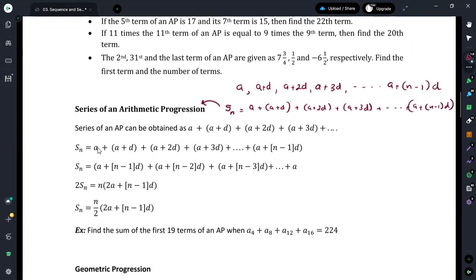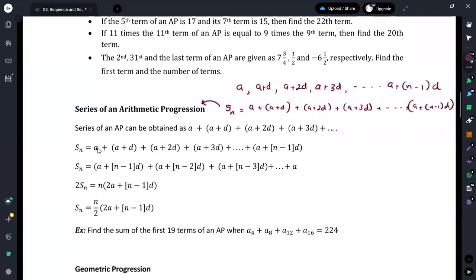Now, if we have the series in this way, how can we get the total, or the summation, of the values of this series? Here we can see the series of the arithmetic progression: a plus d is our second term, a plus 2d is our third term. Likewise, we have the last term, or the nth term, as a plus n minus 1 times d. Now I need to obtain an answer for Sn.